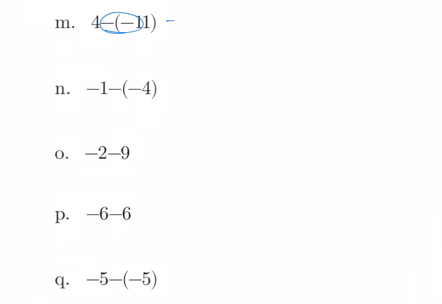We're going to rewrite our minus negative 11 as plus a positive 11. And 4 plus 11 is 15. Example N. We take our minus and negative 4. We get negative 1 plus positive 4. We get different signs, so we're going to subtract and keep the sign of the larger number. We get 3.